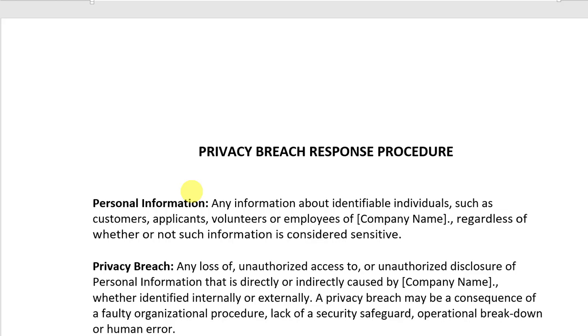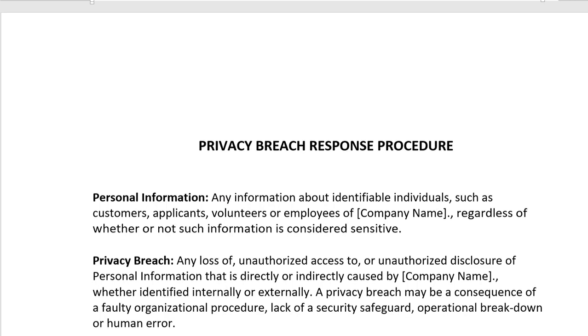So this is a policy, an internal policy for a privacy breach procedure. You can see some of the definitions that you have in relation to this policy. The main thing is that this policy is used if there's been a breach concerning personal information about identifiable individuals. So things like your customers, your applicants, volunteers, anything that may be related to individuals or that you are responsible for, that you've collected information.